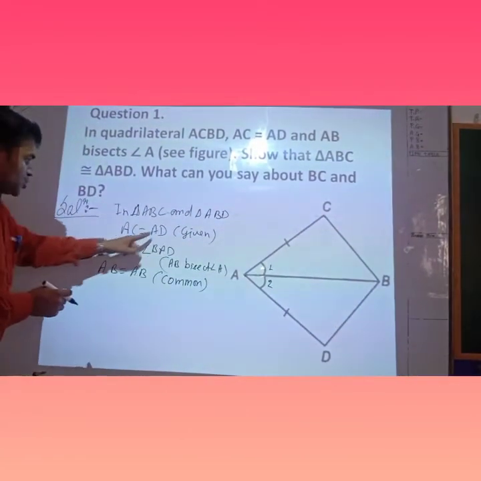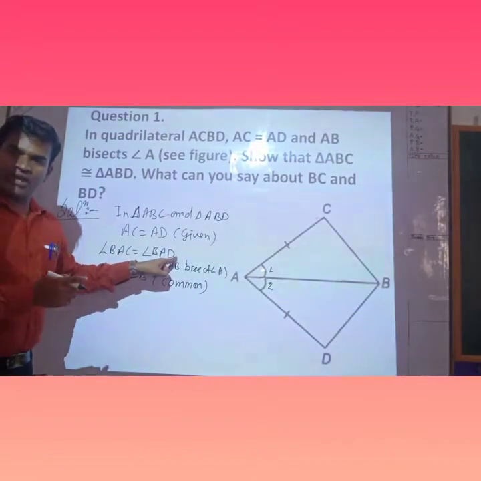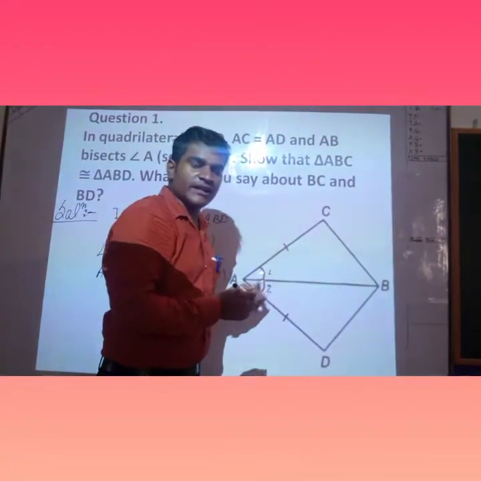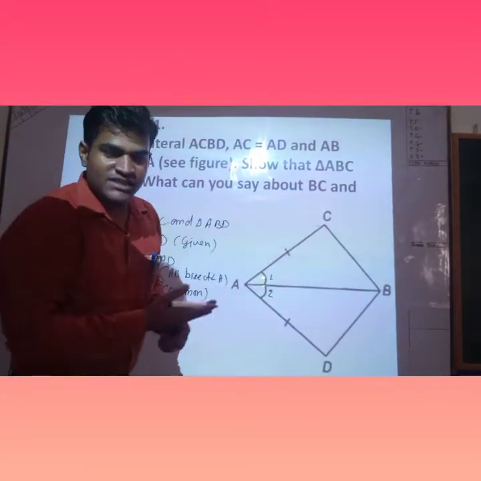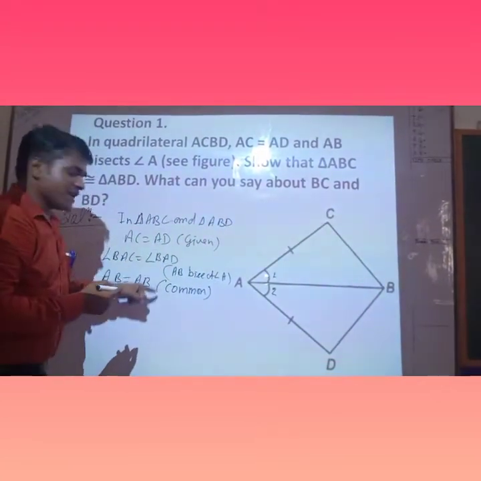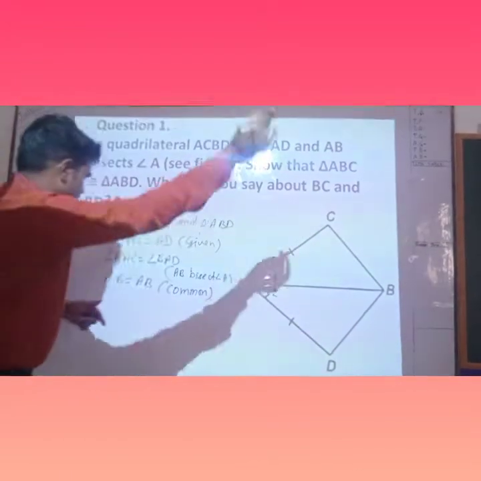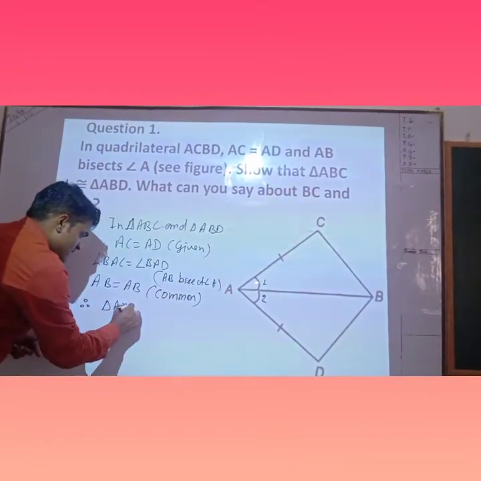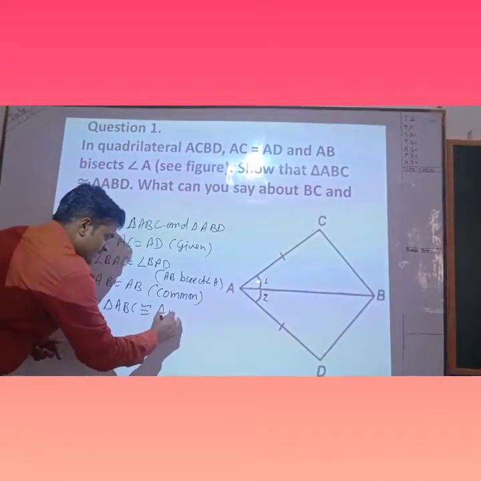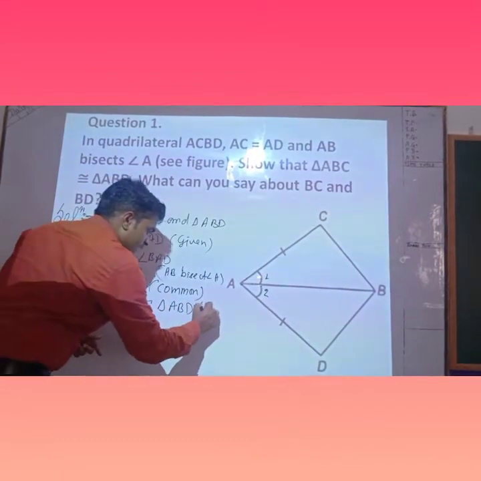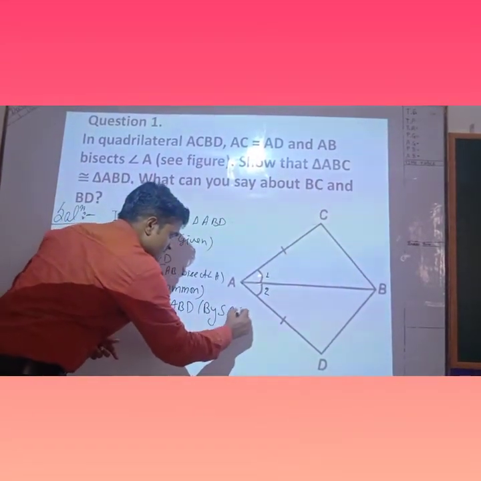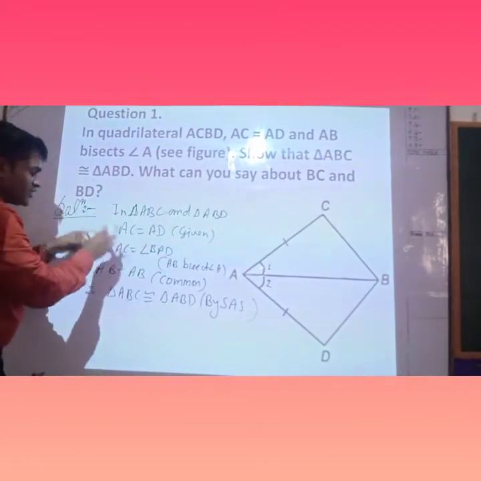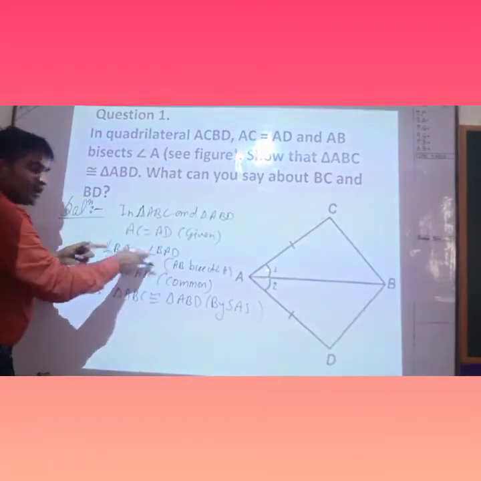So children, here two sides and one angle are equal. It means triangle ABC is congruent to triangle ABD by which congruency criteria? SAS, means side angle side. So therefore, triangle ABC is congruent to triangle ABD by SAS congruency criteria, because we got two sides and one angle equal.